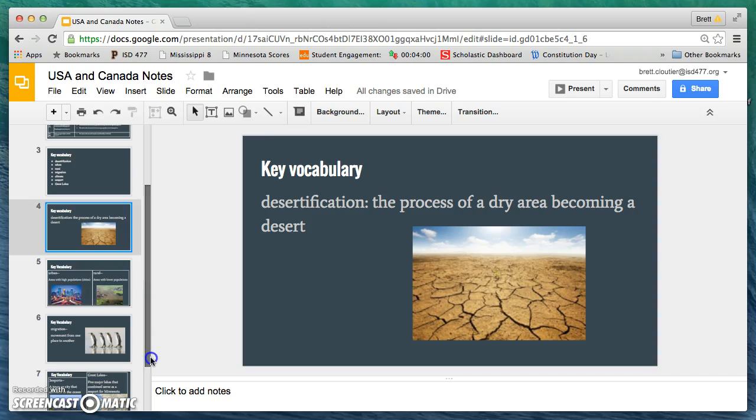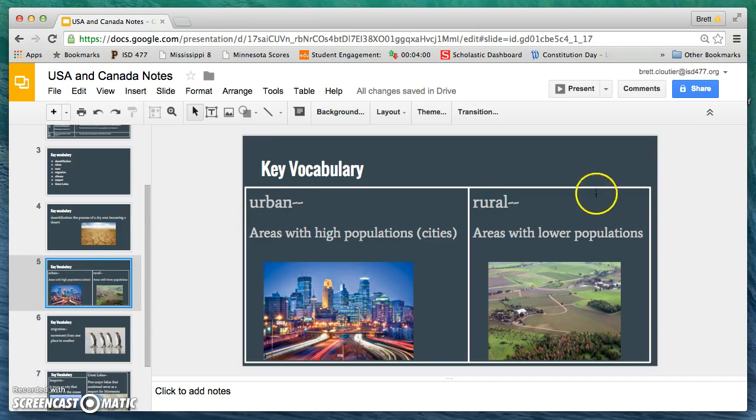Next, we have urban and rural. Urban would be areas with high populations or cities, more metropolitan areas. Minneapolis, for example, would be an urban setting. Rural then is the opposite. It's areas with lower populations. So you'd go into more farming communities, the outskirts of town. Those would all be rural areas, as you can see by this picture. A couple farm homes, and other than that, not much. Whereas here, the skyline of Minneapolis, you have a very busy area with high populations.